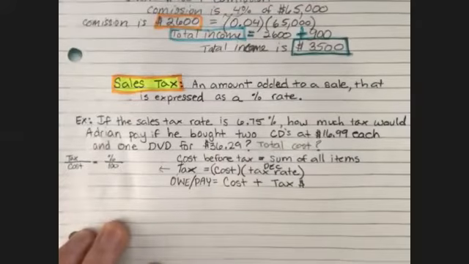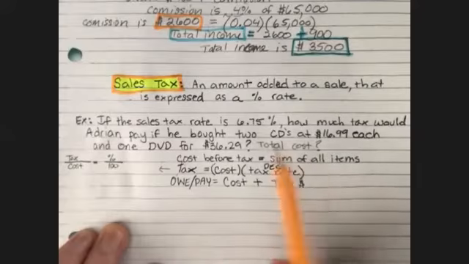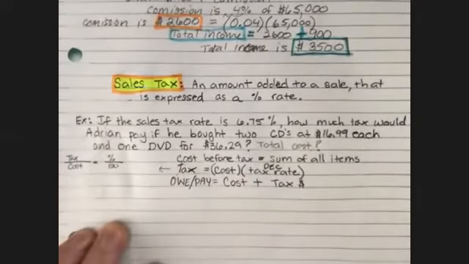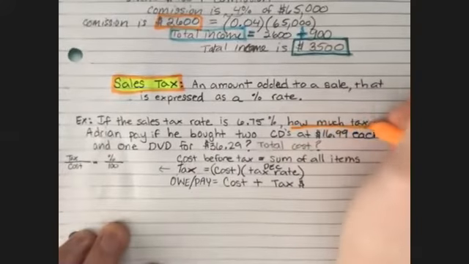So if a sales tax rate is 6.75%, how much tax would Adrian pay if he bought 2 CDs at $16.99 each and 1 DVD for $36.29? Then find what the total cost would be. So the first question is asking how much tax.